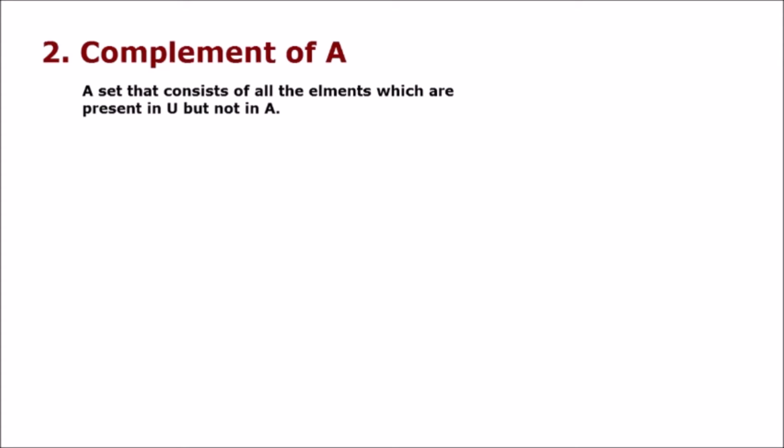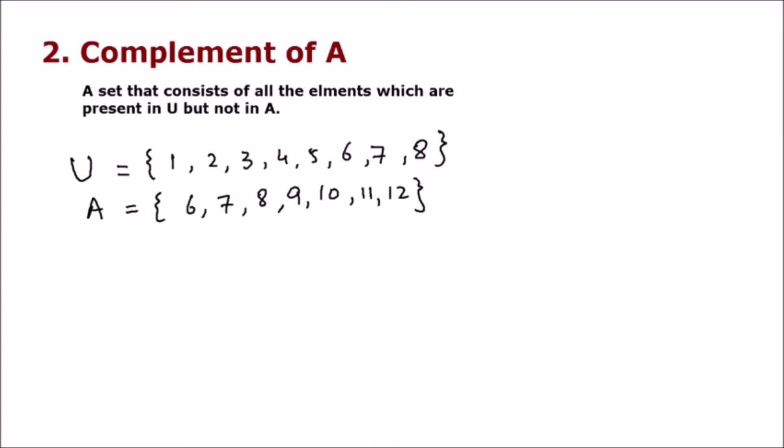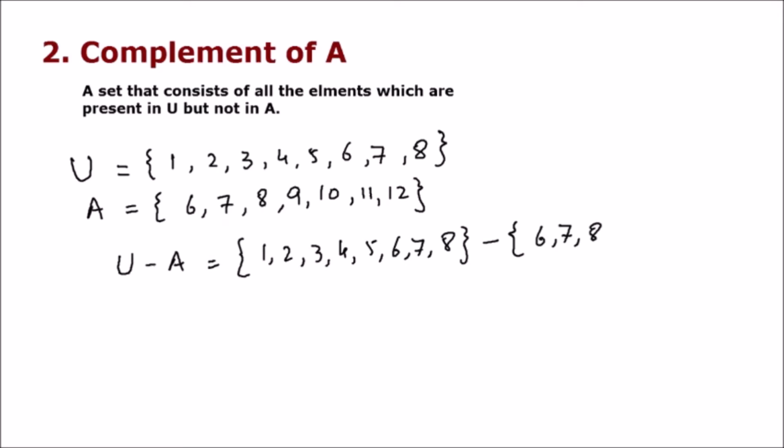Now let me write first an example. We have two sets U and A, and we will subtract A from U. So again we write first U set and minus A set, as we have done before. First cancel all the similar elements. 6, 7, 8, 6, 7, 8. These are similar elements in both of these sets. So we will cancel it and write all the elements which are in U, not in A.